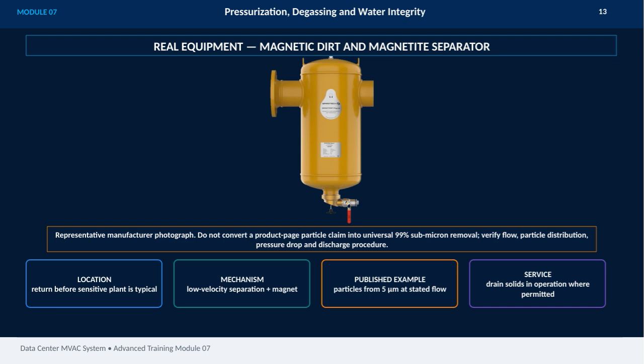During service, solids can be drained while the system is in operation, but only where permitted. Keep in mind, this is a representative manufacturer's photograph, and it's important not to assume universal performance claims without verifying flow rates, particle sizes, pressure drops, and discharge procedures.